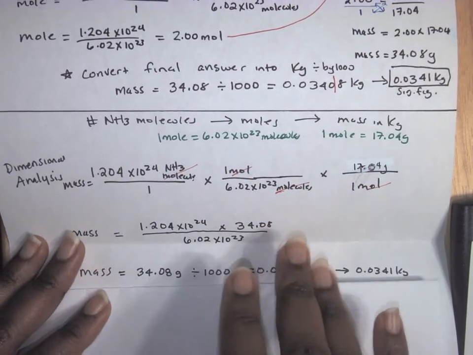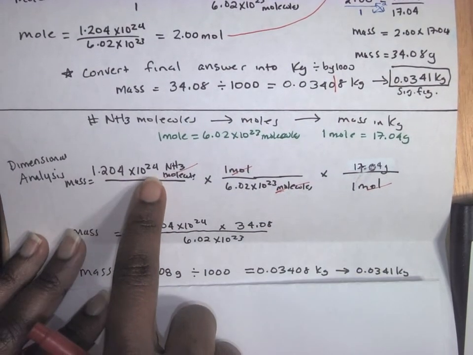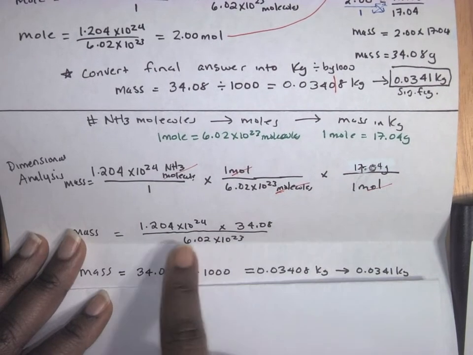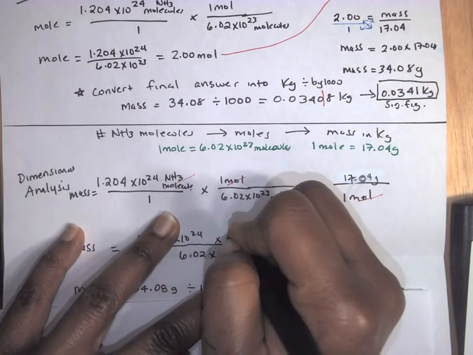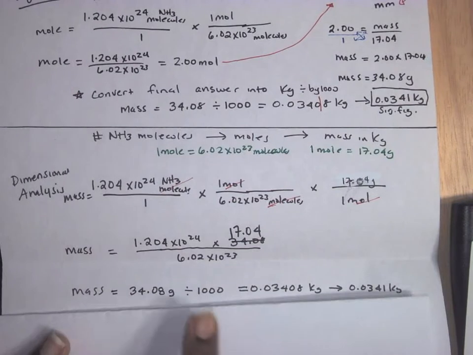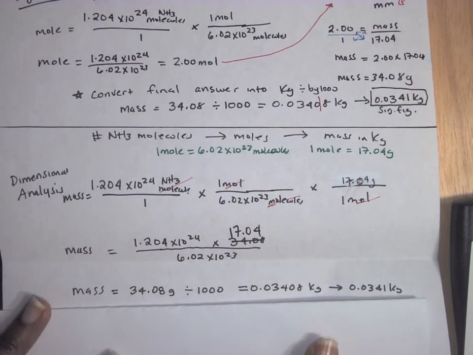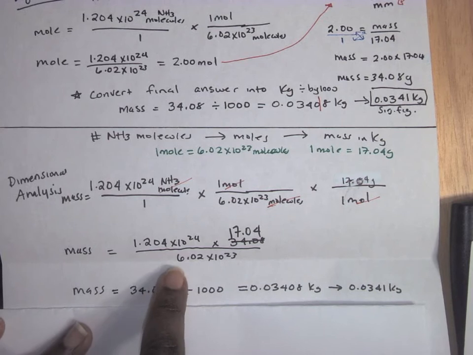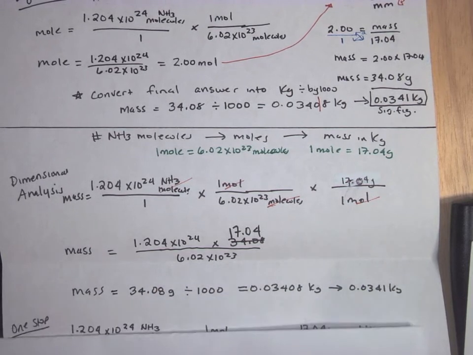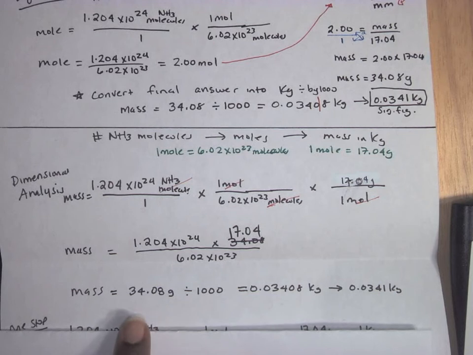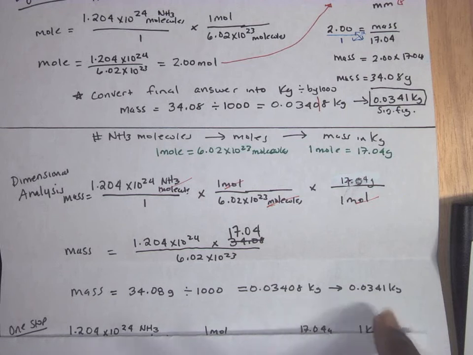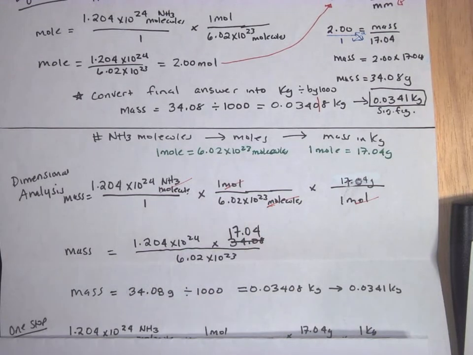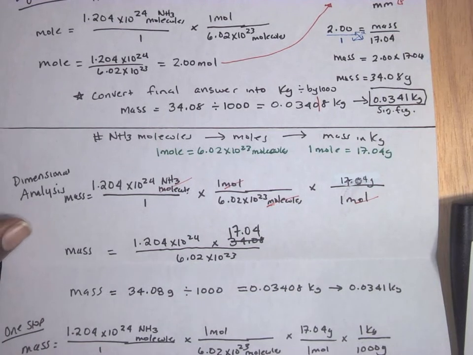And our math looks like this. We multiply straight across, so 1.204 times 10 to the 24 times 1 times 17.04. So that's, oops, there's a mistake here. It should be 17.04. Okay, so those numbers multiply on the top there. And then in the bottom here, we divide it by 6.02 times 10 to the 23. So once we do that, we'll have our value, our mass in grams. Then we can divide that by 1,000 to get it into kilograms. And of course, we're using 3 sig figs since we've only had 3 sig figs for our Avogadro's number. Okay, so that is dimensional analysis.